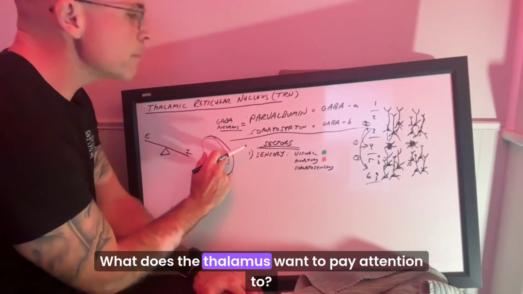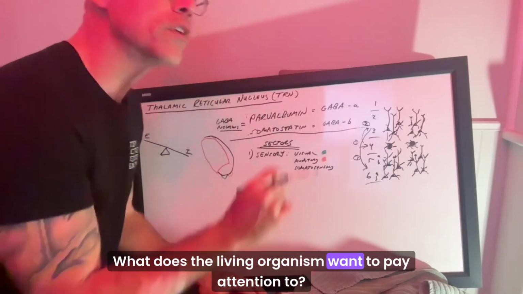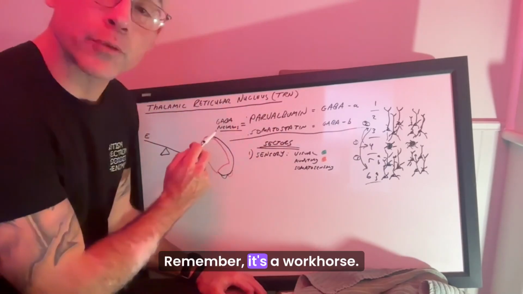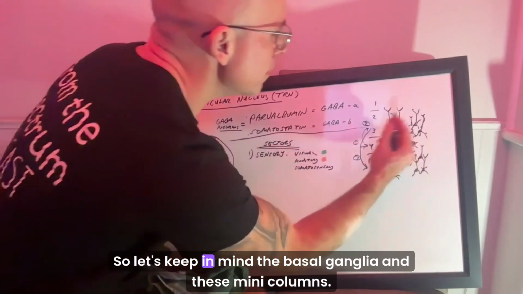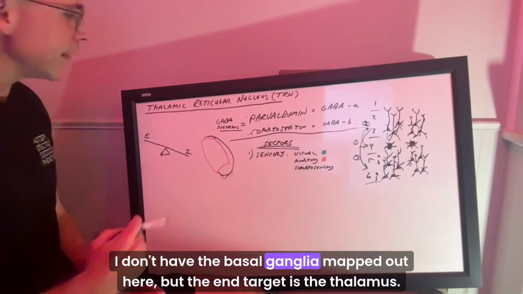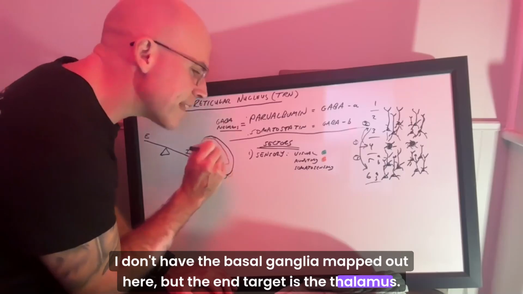What does the thalamus want to pay attention to? What does the living organism want to pay attention to? That way the thalamus can do its work. Remember, it's a workhorse. So let's keep in mind the basal ganglia and these mini columns. I don't have the basal ganglia mapped out here, but the end target is the thalamus.